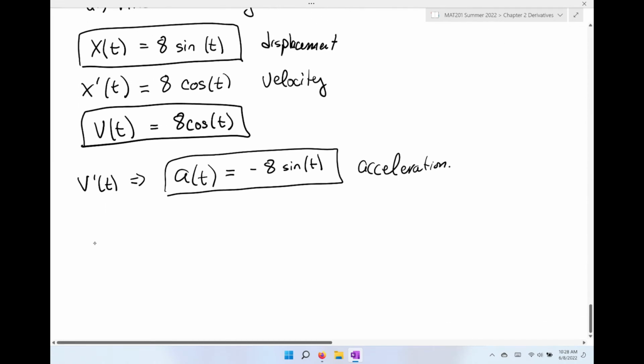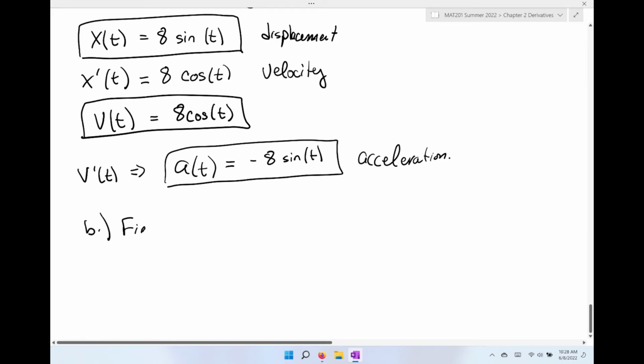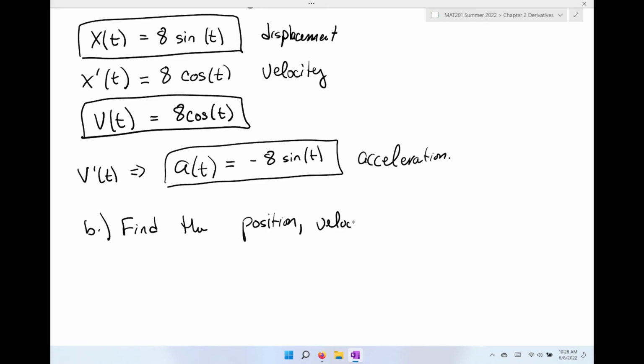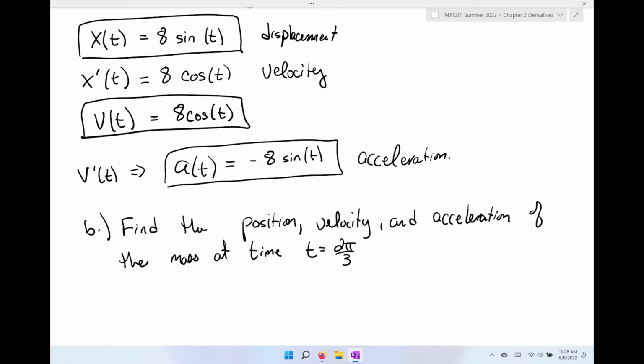Part B says, find the position, velocity, and acceleration of the mass at time t equals 2 pi over 3, and in what direction is it moving at that time?